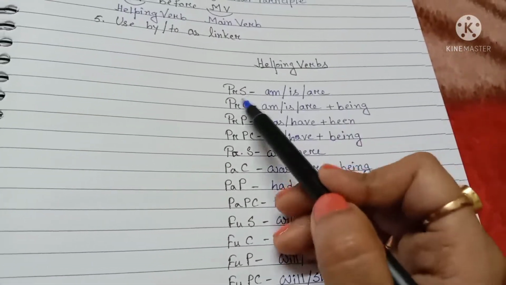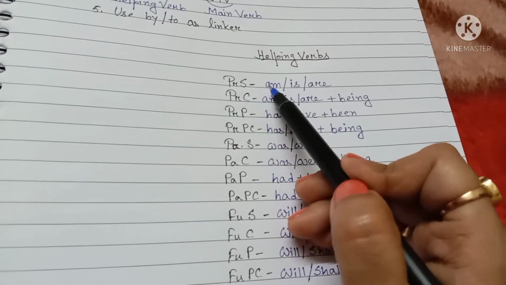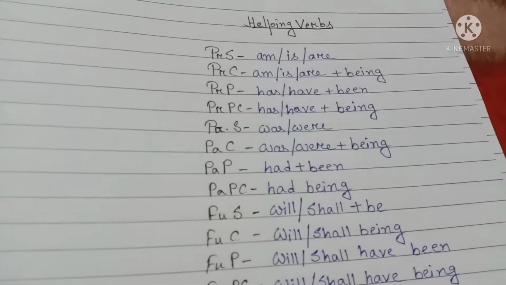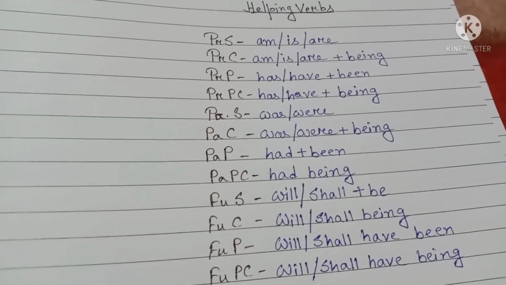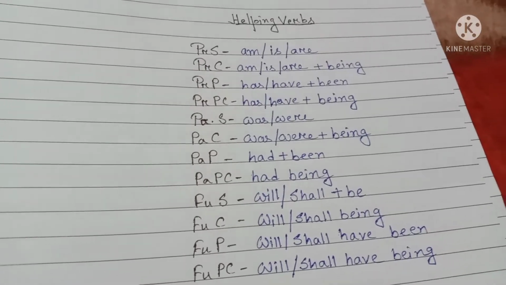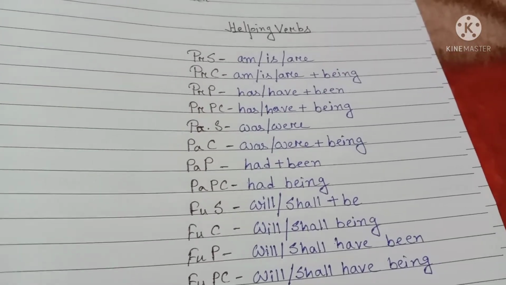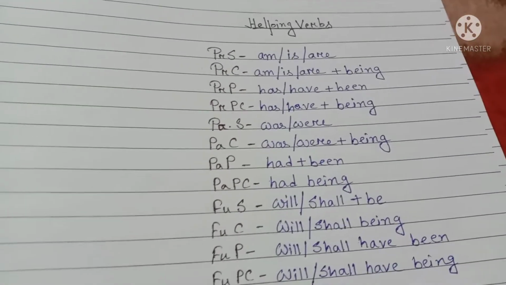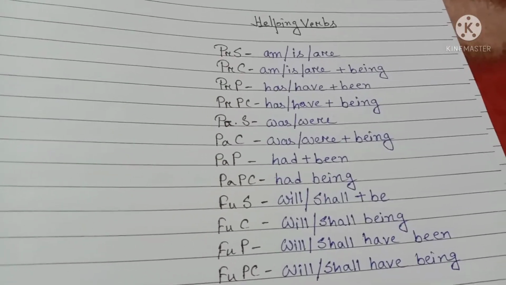So helping verbs. In present simple tense, we need to use the helping verbs am, is, are. And in present continuous, we need to use the helping verbs am, is, or are, and with that we have to add being, B-E-I-N-G, being.